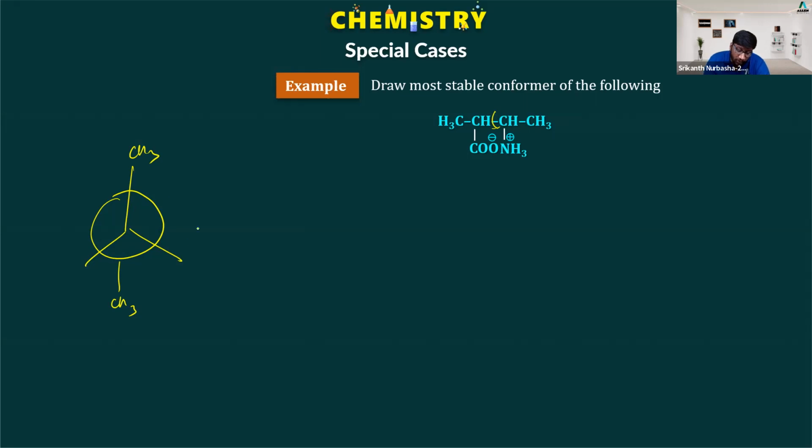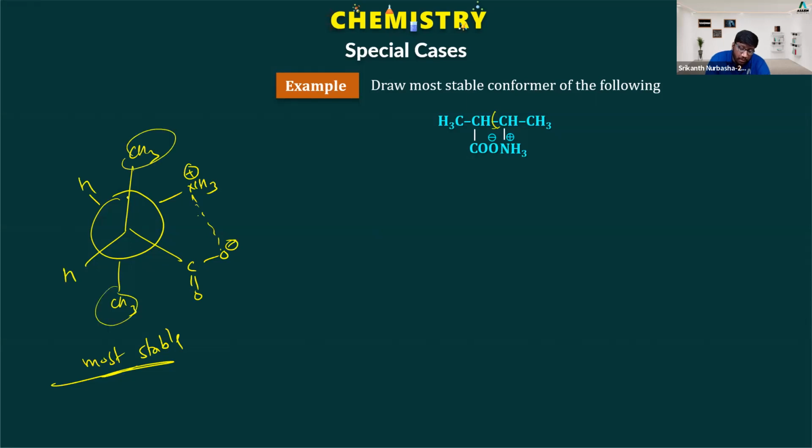Hydrogen and C double bond O minus, C double bond O minus is there and one hydrogen. And the other carbon I have NH3 plus. Methyls are separated, so now they have intramolecular hydrogen bonding. So this is the most stable. The groups which show intramolecular hydrogen bonding I have kept at gauge. The groups which are bulky I have placed anti, and that molecule I have drawn is nothing but your most stable Newman projection.